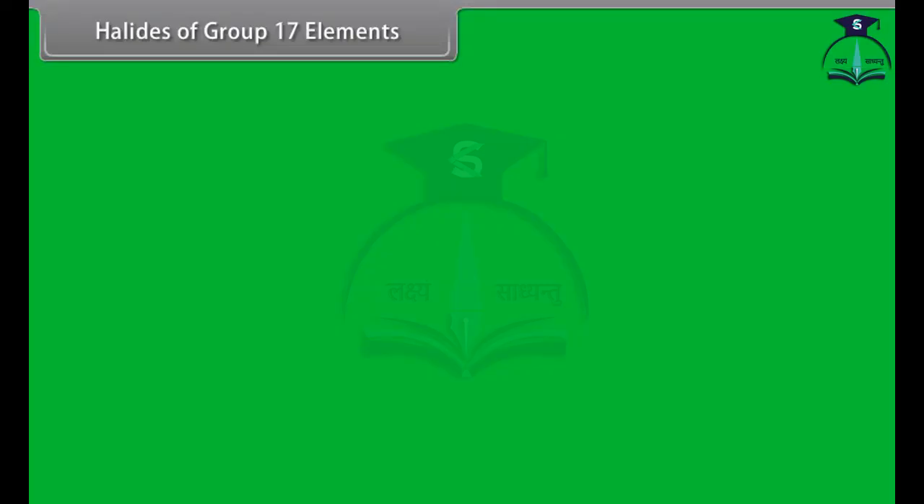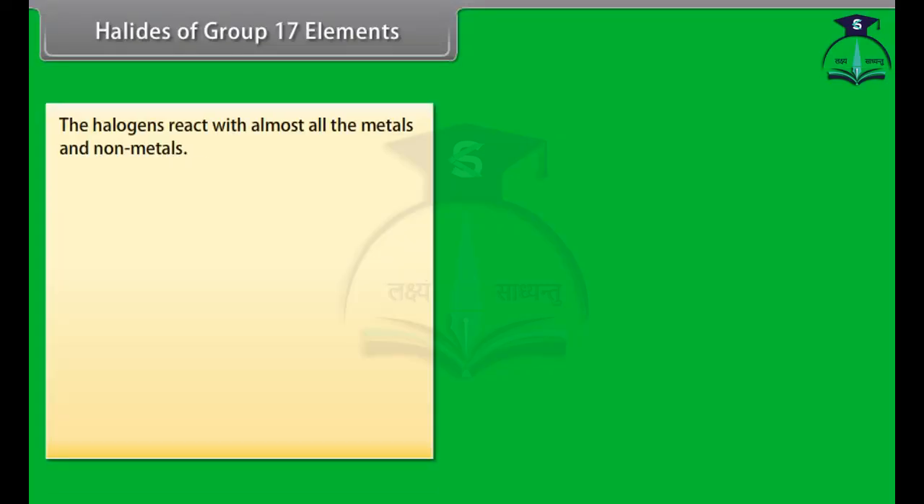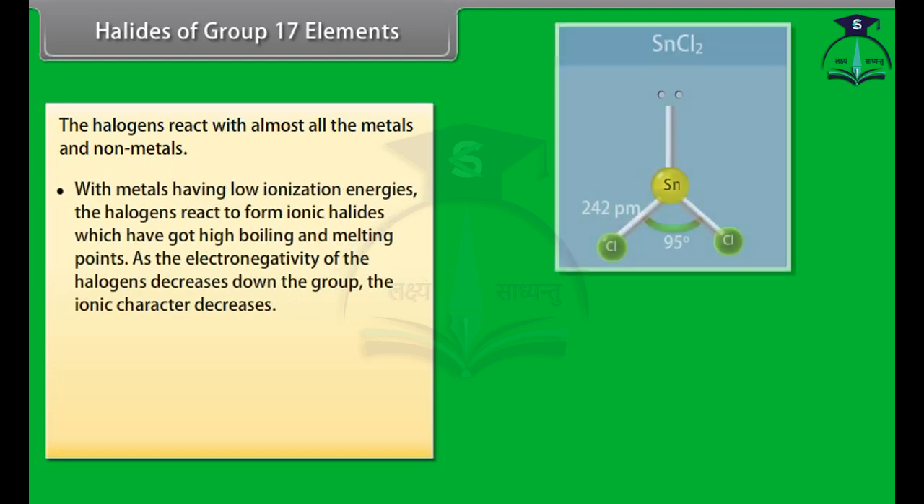Halides of group 17 elements. The halogens react with almost all the metals and non-metals. With metals having low ionization energies, the halogens react to form ionic halides which have got high boiling and melting points. As the electronegativity of the halogens decreases down the group, the ionic character decreases.